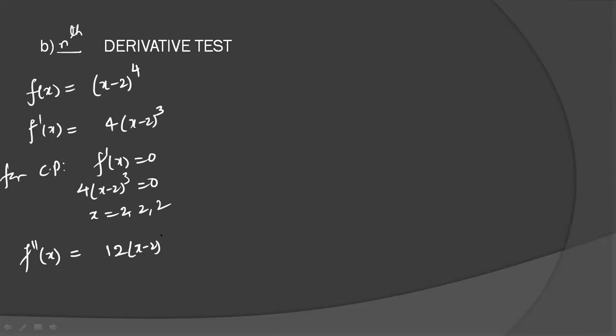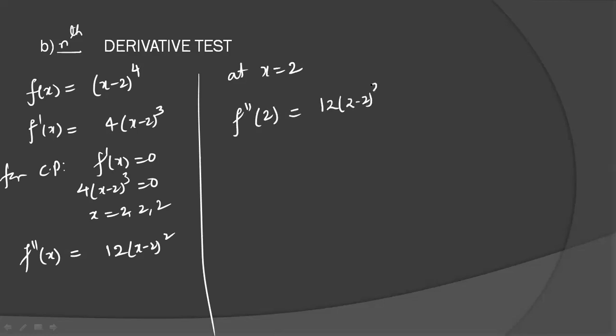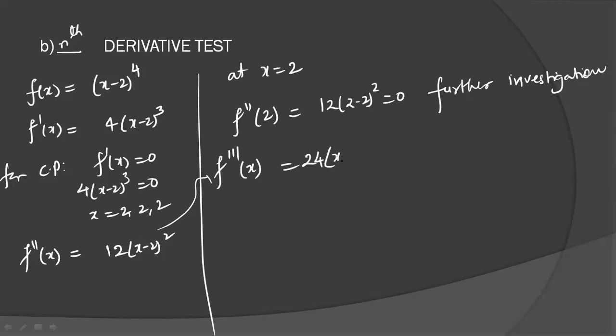Now what will be the second derivative? 12(x minus 2) whole square. So at x equal to 2, if we check the second derivative, this will be 12 into (2 minus 2) whole square, which is 0. It means we cannot make any comment. It needs further investigation. We have to find the third derivative. The third derivative will be 24(x minus 2). Check the third derivative at 2, it will be 0.